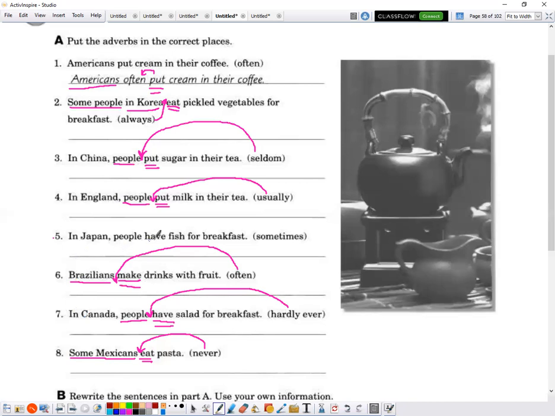In Japan, people have fish for breakfast. What's the subject? What's the verb? What about sometimes?